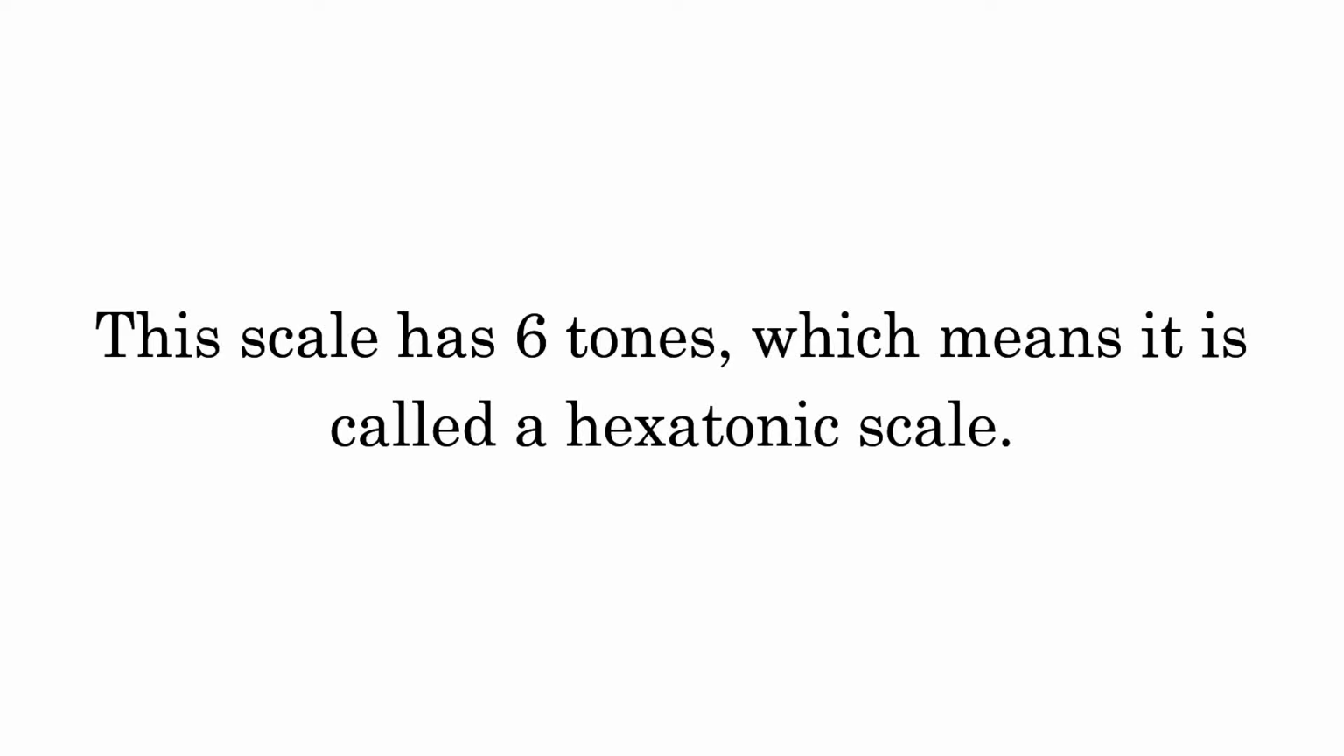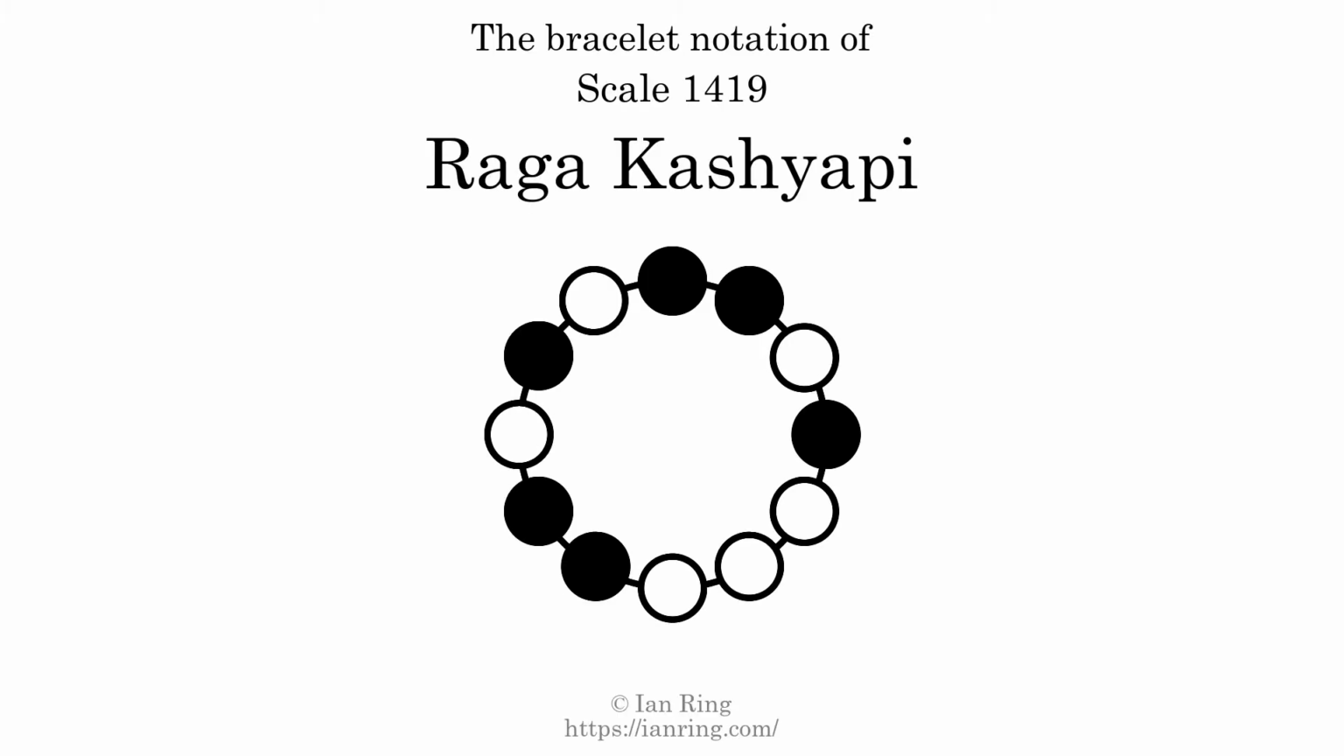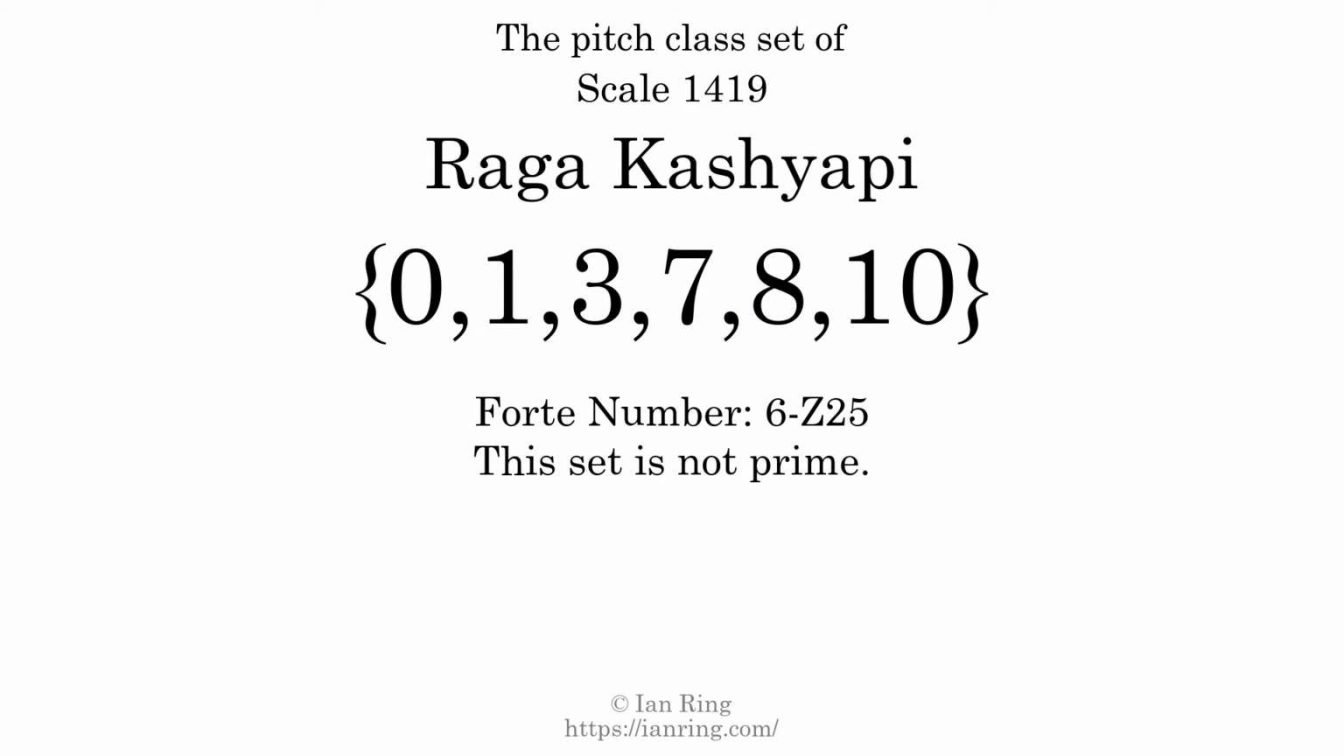This scale has 6 tones, which means it is called a hexatonic scale. This is a bracelet notation diagram of scale 1419. The shaded circles represent tones that appear in the scale, and they are read clockwise, starting at the top. The pitch class set for this scale is 0, 1, 3, 7, 8, 10. The forte class is 6Z25. This set is not prime.